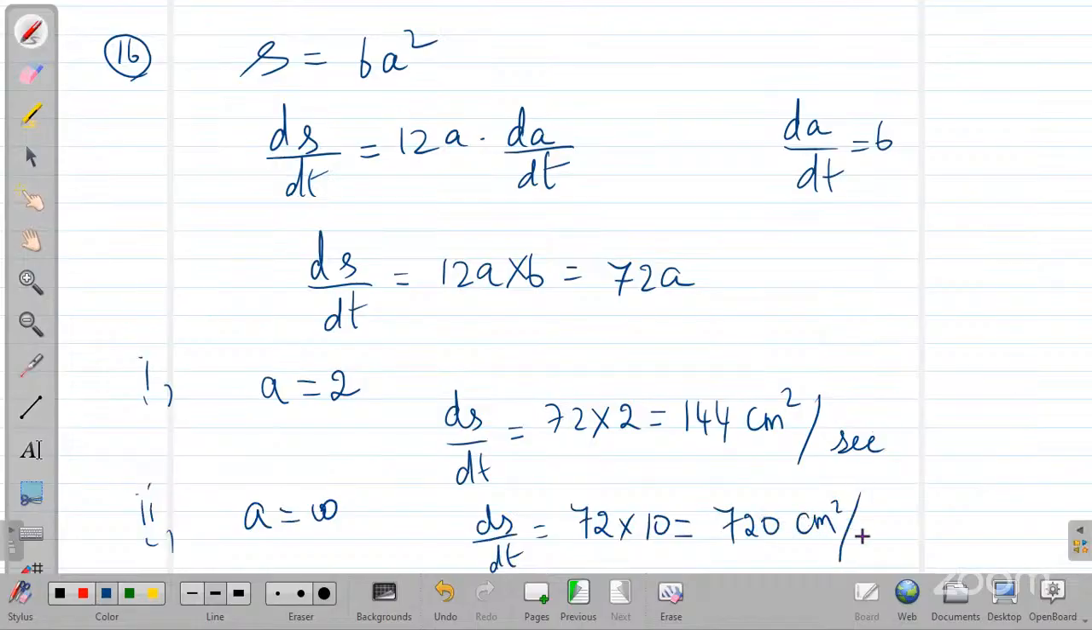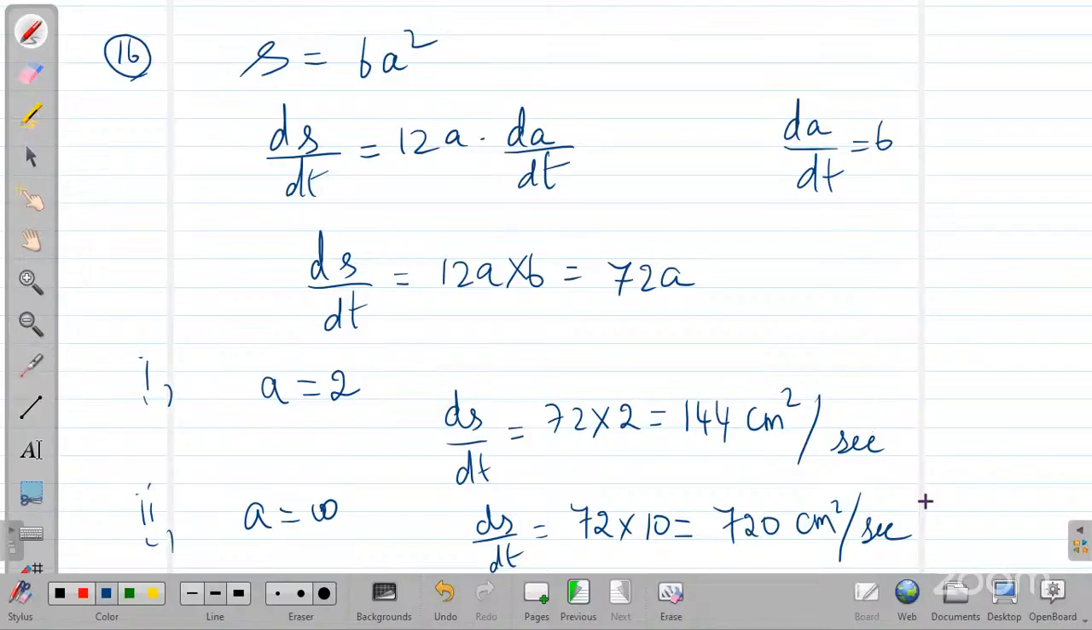720 centimeters square per second. So you will be able to notice that the surface area does not increase uniformly, because when the side is increasing uniformly, area is like it's multiplied by itself, multiplied by a constant term, and volume increases even more, even faster.